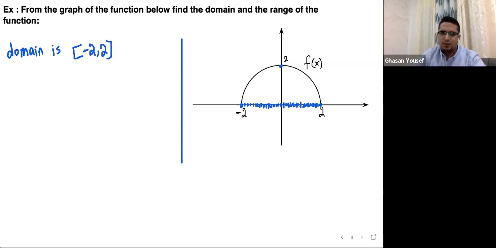The question is now, what is the range? What are the y values we use as output for this function? What is the output? At -2, they give me 0. At -2, the y value is 0. What about the other values?